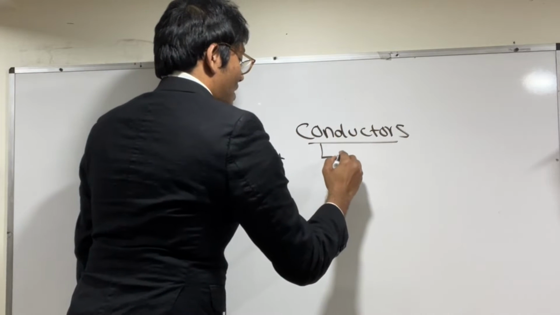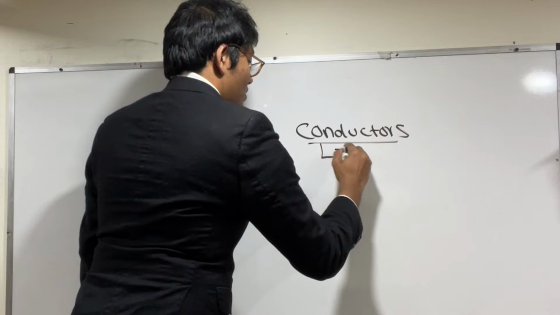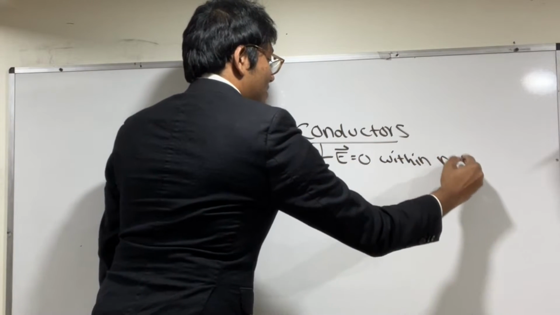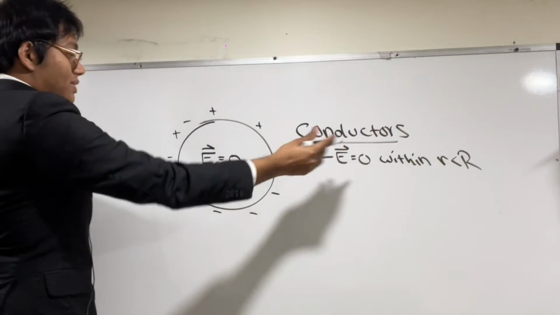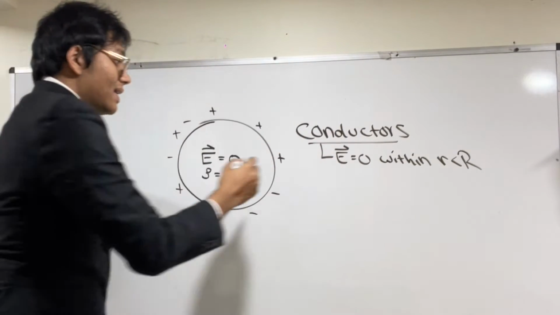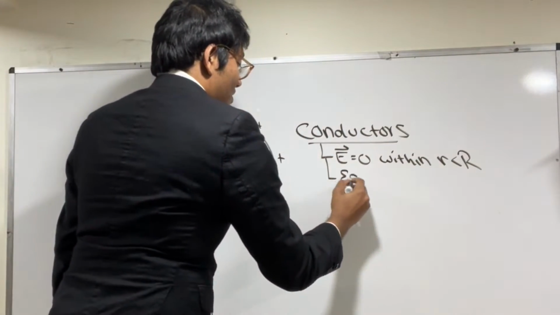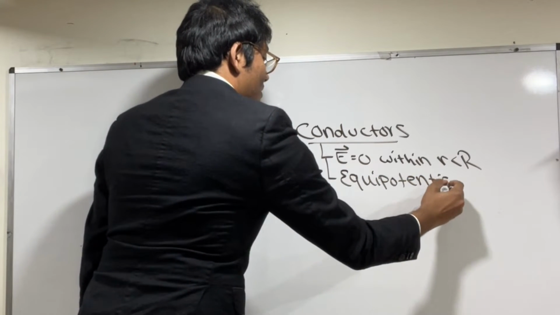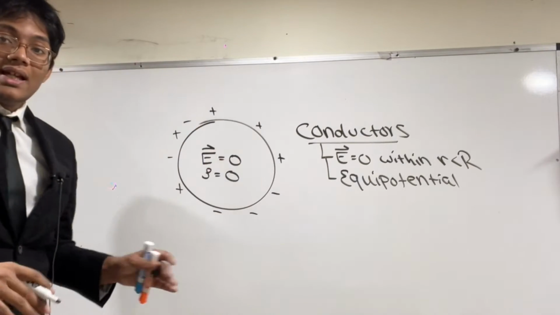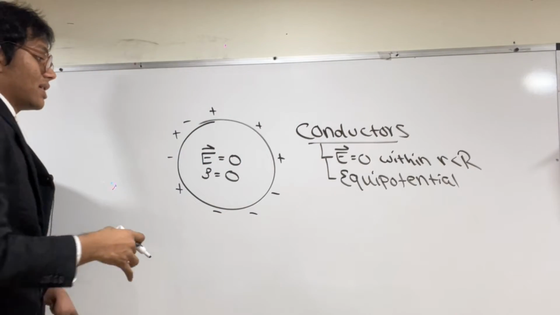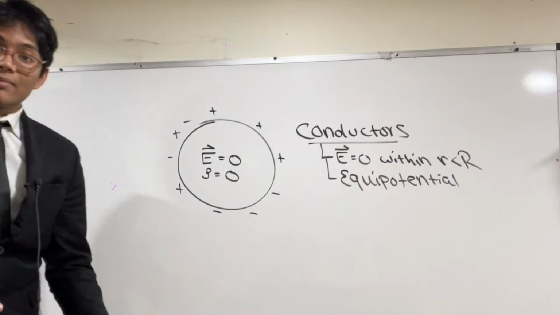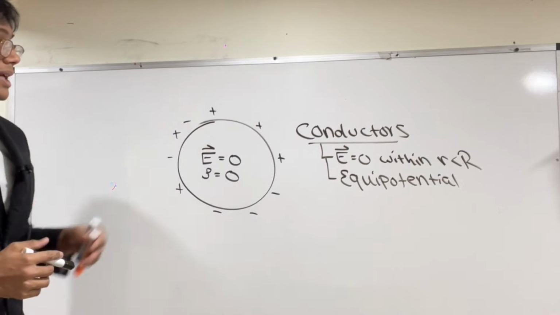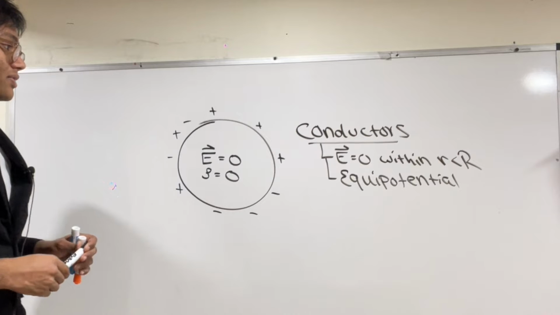So the main thing you should remember about conductors, first and foremost, is that they have an electric field of 0 within their radii, within r less than capital R, where capital R is the radius of the conductor. And conductors are equipotential, which means that the potential across their surface is equal. Otherwise, if the potential wasn't equal, then there would be some kind of a net electric field, right? So those are the two main ideas about conductors that we have to remember.